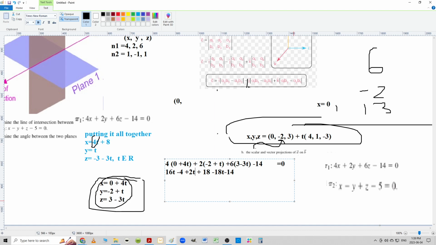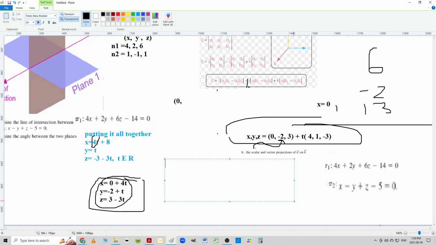I get 16t plus 2t is 18t. I can see that it's 18t here minus 18t here, so those disappear. And I can see minus 4 plus 18 minus 14 is also 0. So I can see on that scalar, that point is indeed on there. It's not a directional vector anymore, it's now a vector, is on there.